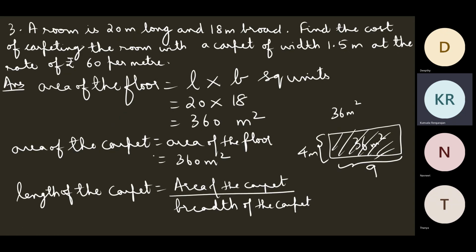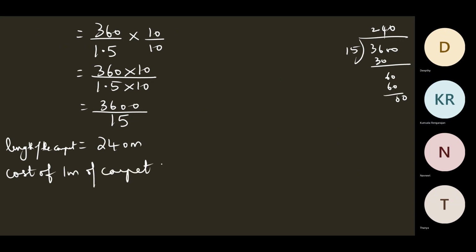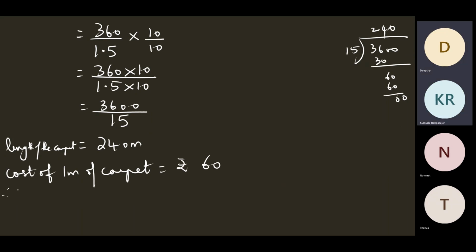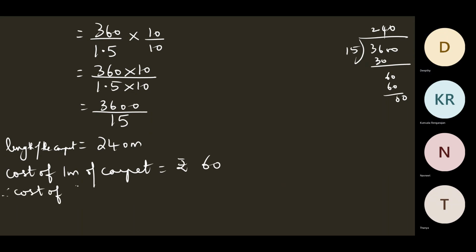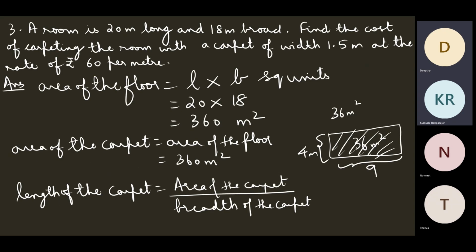So now what is the rate? 60 rupees for 1 meter. Okay. So cost of 1 meter of carpet is 60 rupees. Therefore, cost of 240 meters of carpet is equal to 240 into 60 rupees. 2 zeros, 24, 2 carried over, 14,400. Please write down, children.